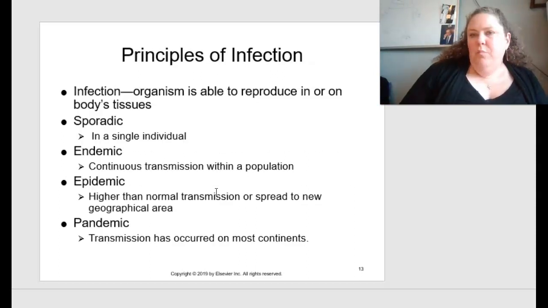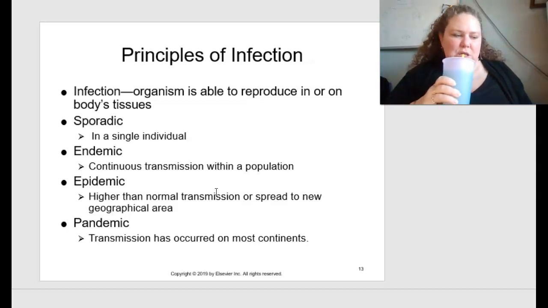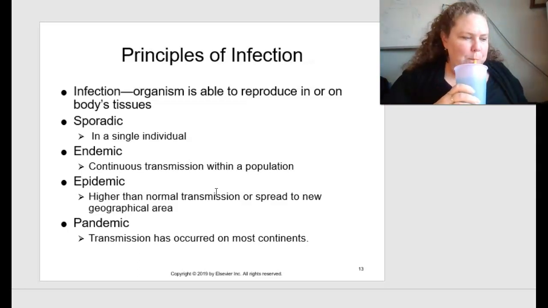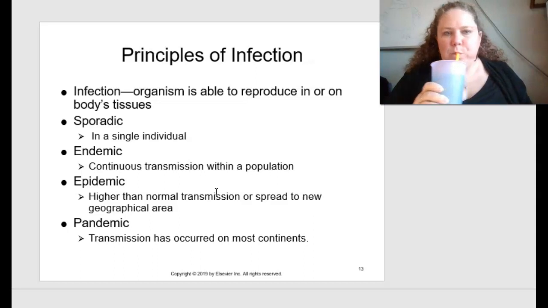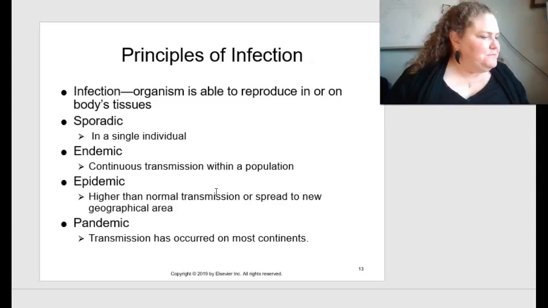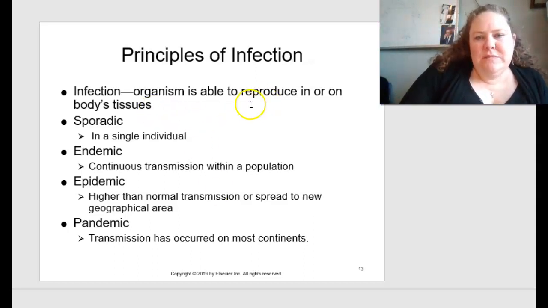So when you're talking about the principles of infection, infection is where the organism is able to reproduce in or on the body's tissue. If it's sporadic, then this is going to be occurring in a single individual, whereas if it's endemic, then it continues transmission within a population. If it's an epidemic, then it's higher than normal transmission or is spread to a new geographical area.